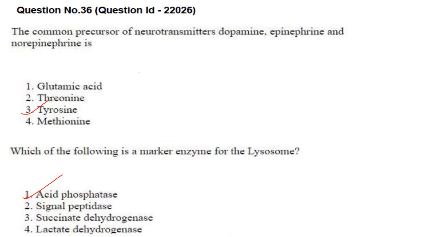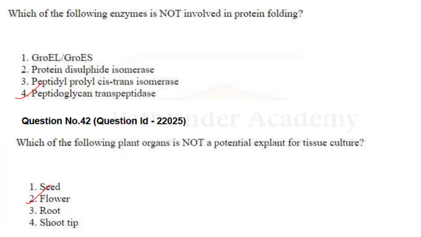Then next one. The common precursor of neurotransmitters dopamine, epinephrine and norepinephrine is. So it is tyrosine. Answer is option 3. Which of the following is a marker enzyme for lysosome? So it is acid phosphatase. Answer is option 1. Which of the following enzymes is not involved in protein folding?